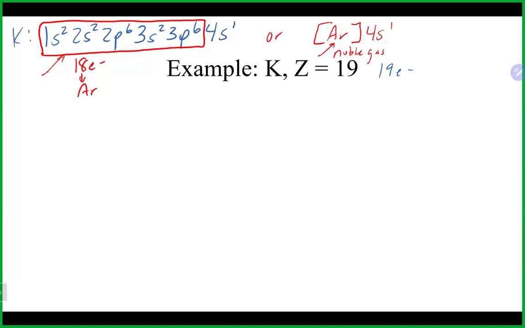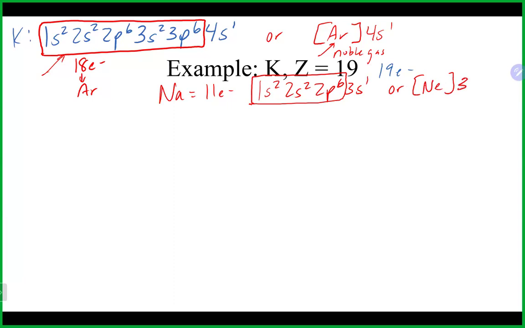It's always got to be a noble gas. So for example, if we looked at sodium, sodium is 11 electrons. It's number 11 on the periodic table. If we just write the electron configuration for sodium, it'd be 1s2, 2s2, 2p6, 3s1. Once again, if we take right before there, that set of the electron configuration is 10 electrons. If you look on the periodic table, that is our friend neon, and it would be neon 3s1.